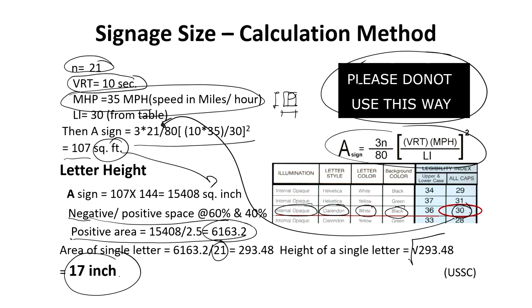I think you should try this on your own. Try to choose some messages, or just take some message from the roadside, and try to do this calculation. And just check whether the height of the text which has been used on the signages matches your calculations. Try to do it.